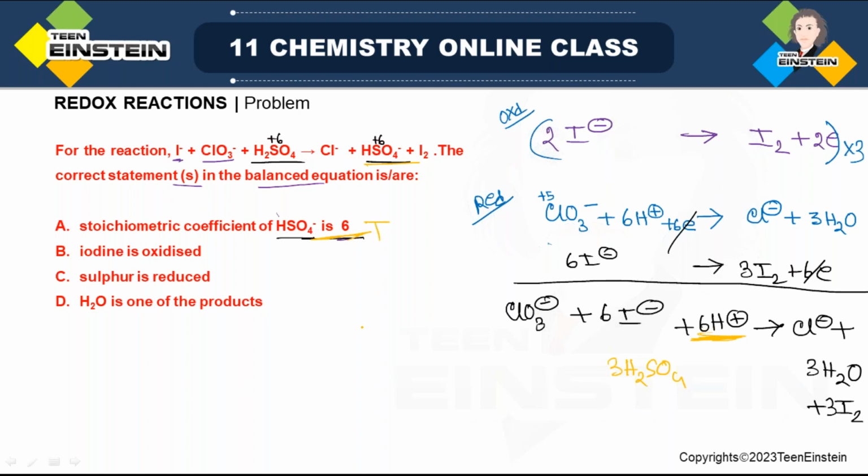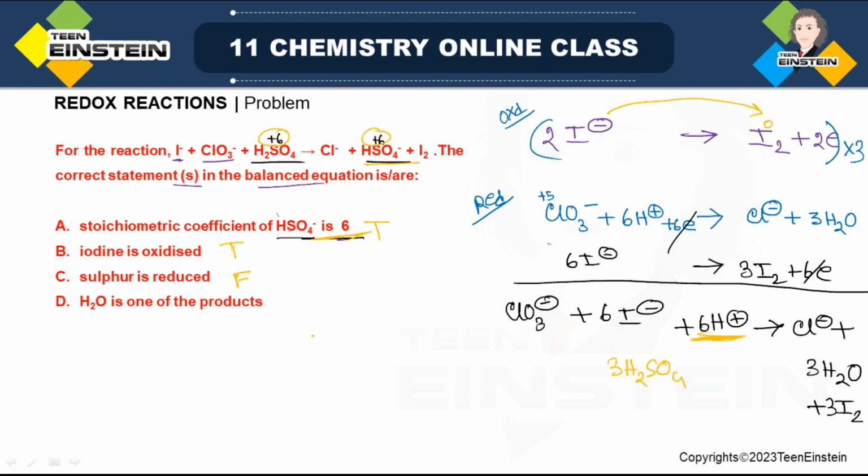Then it is saying iodine is oxidized. Basically iodine is oxidized from -1 to 0. It is also true. Sulfur is reduced, but sulfur is not reduced because before reaction it is +6, after reaction it is +6. There is no change in the sulfate ion itself. So that is why this statement is false.